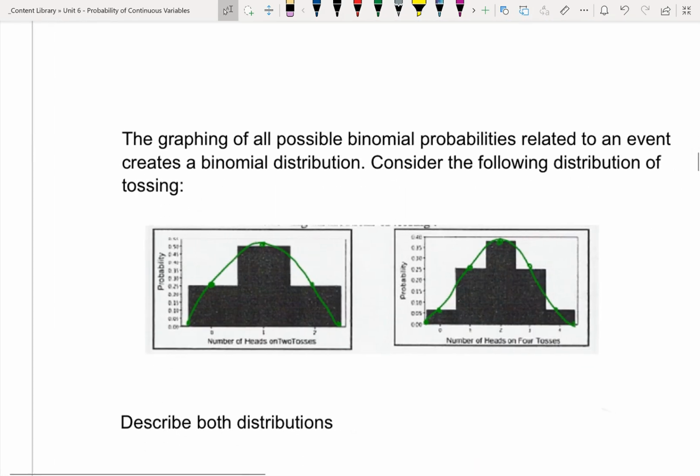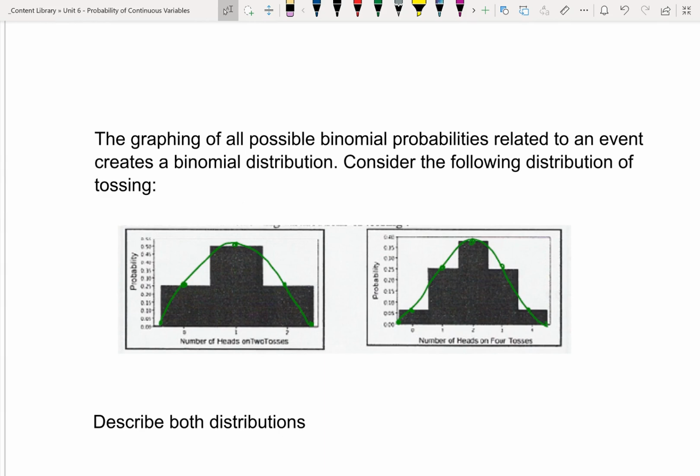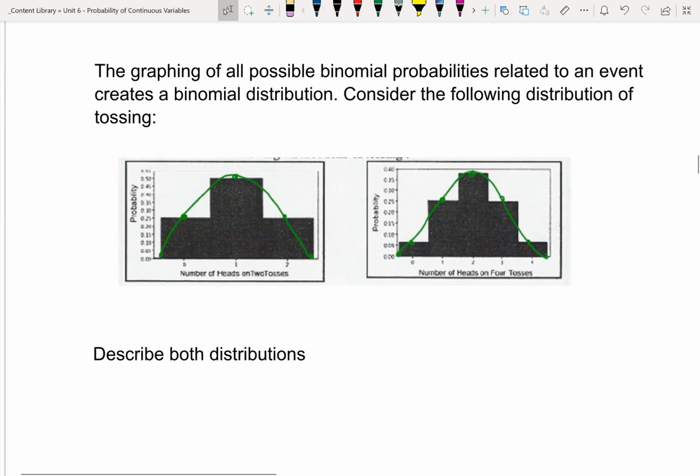So graphing all of the possible binomial probabilities related to an event creates a binomial distribution. And if we consider the following distributions of tossing, the first graph looks at the number of heads on 2 tosses. The second one looks at the number of heads on 4 tosses. And we want to describe both distributions.